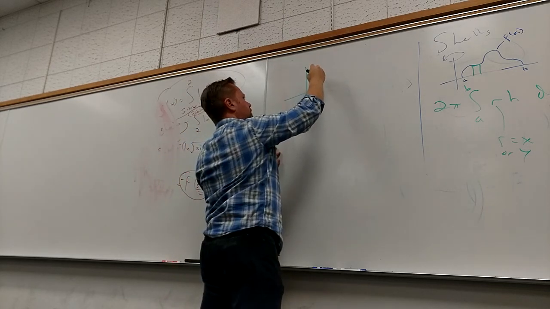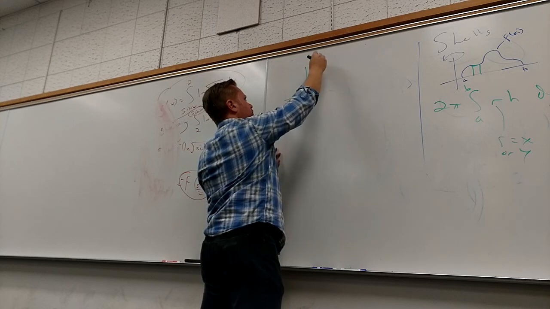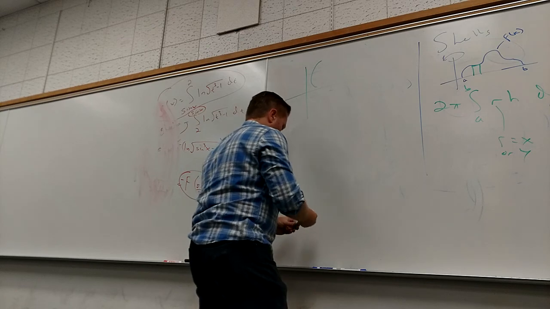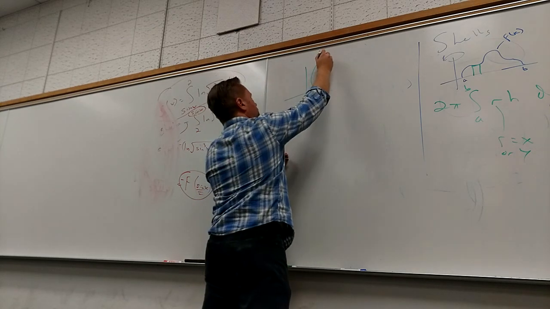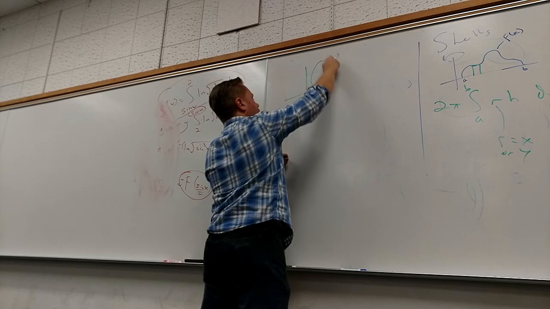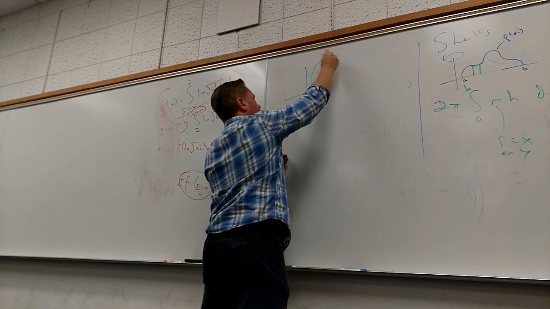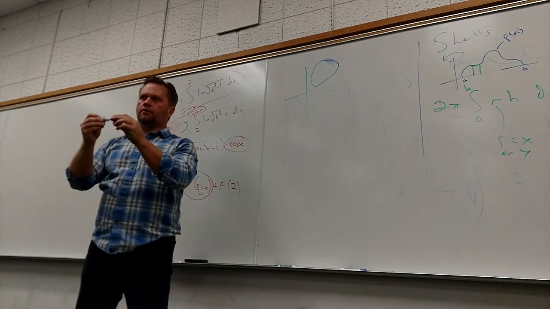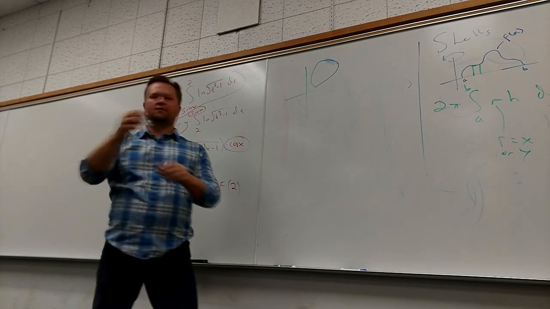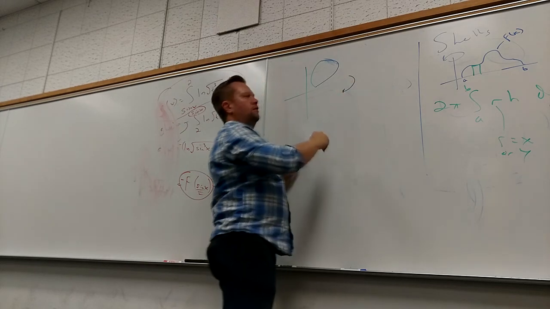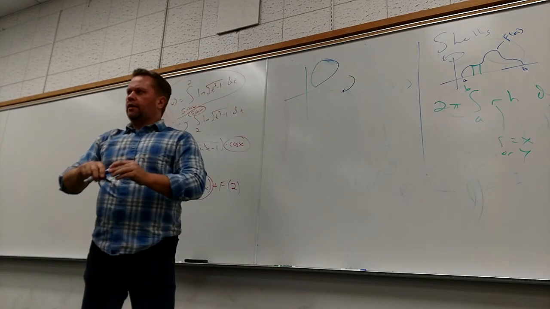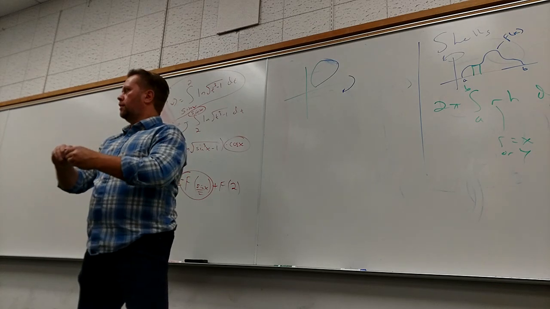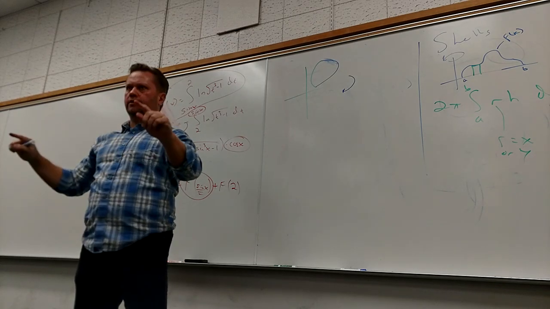So what if I had, let's do this. If I had a function and then another function, and I wanted to rotate that around the x-axis. How would my rectangles look? Would they be standing up or laying down? Laying down. Why? Because they have to be parallel to the axis I'm rotating on.